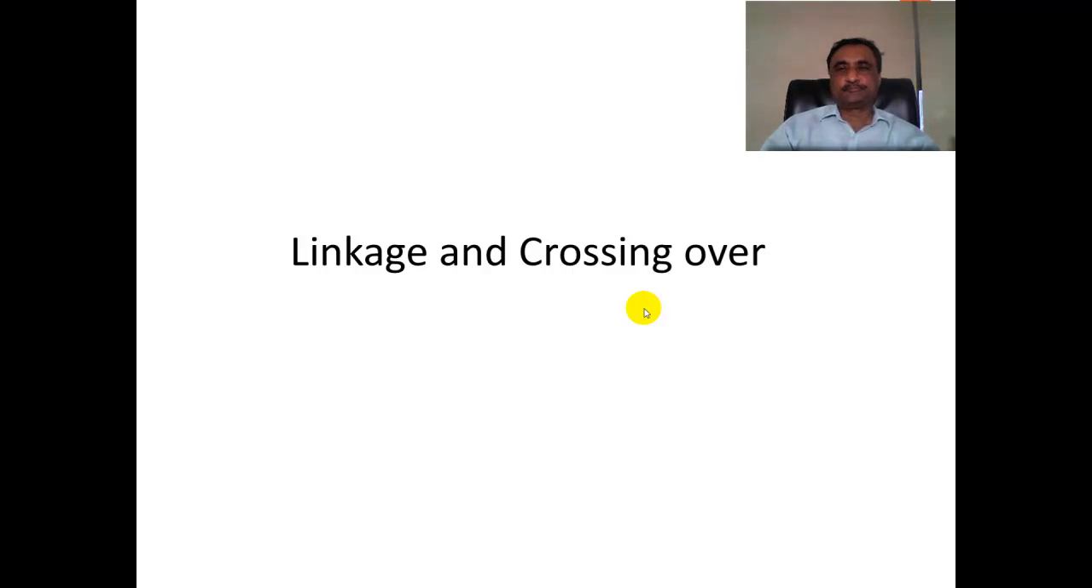Linkage and crossing over. You have read about crossing over before. Crossing over is an event that occurs during meiosis, in pachytene, right? But how does crossing over occur, what are the roles of linkage during the process of crossing over, and how does it lead to the failure of Mendel's law of independent assortment? That is what we are going to learn today.